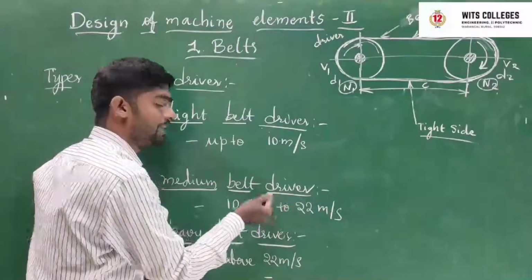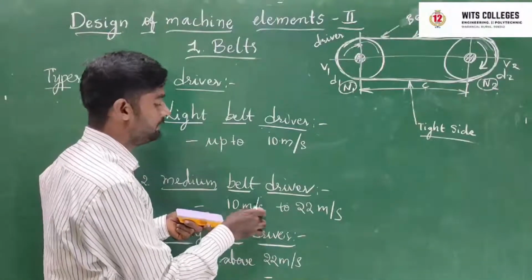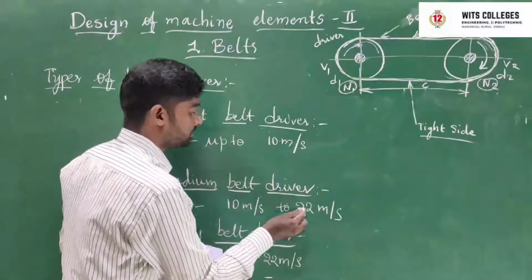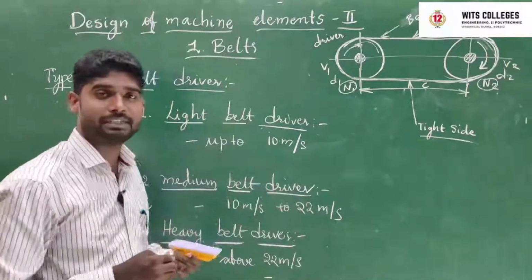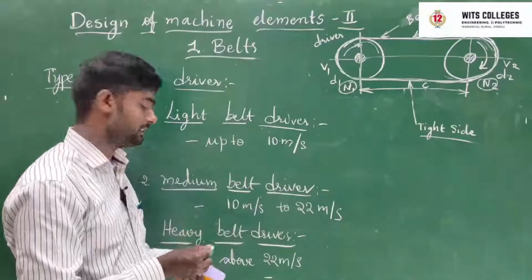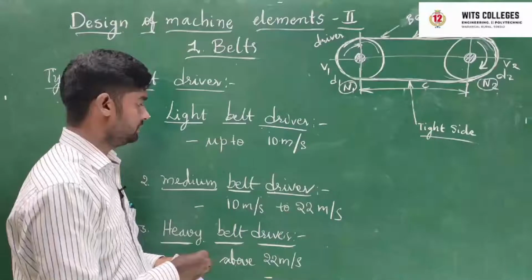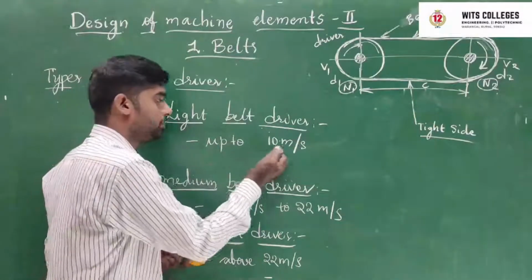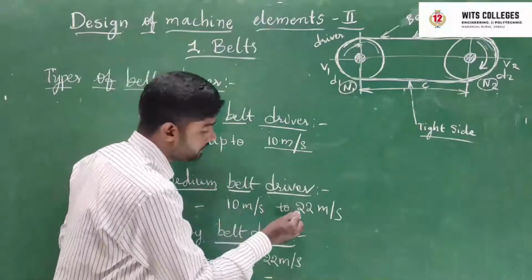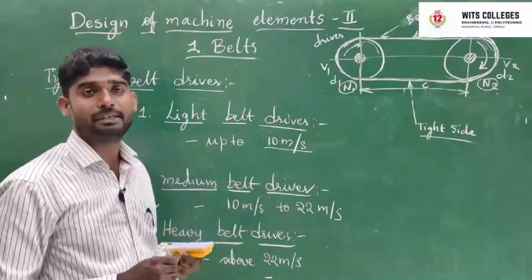Next, the medium belt drive. From 10 meters per second to 22 meters per second speed, we are using medium belt drives. Now the heavy belt drive, which is about 22 meters per second. So the light belt drive is up to 10 meters per second, the medium belt drive is 10 to 22 meters per second, and the heavy belt drive is about 22 meters per second.